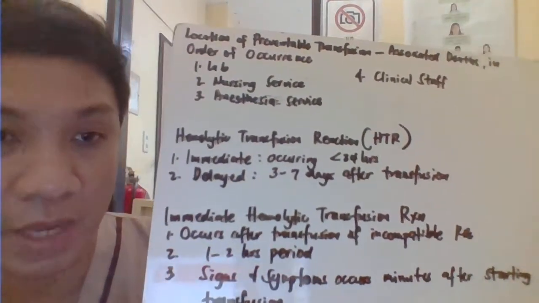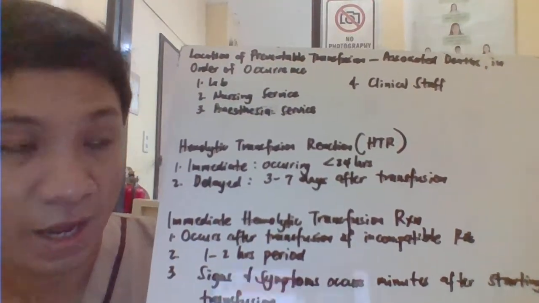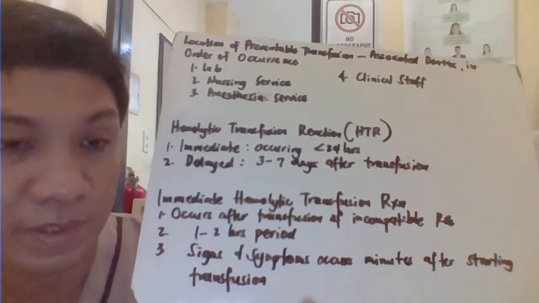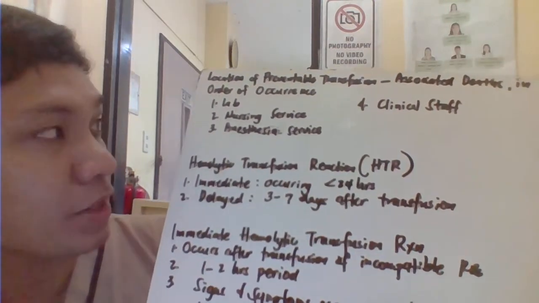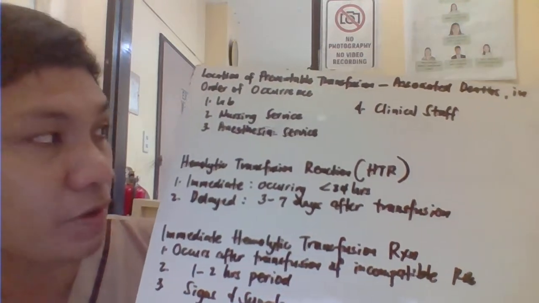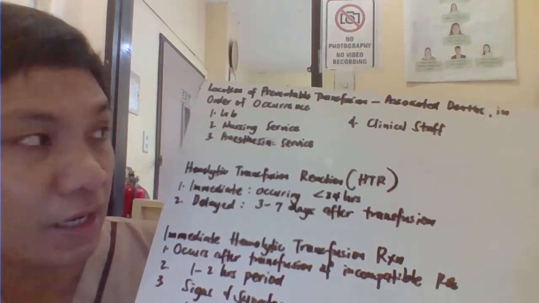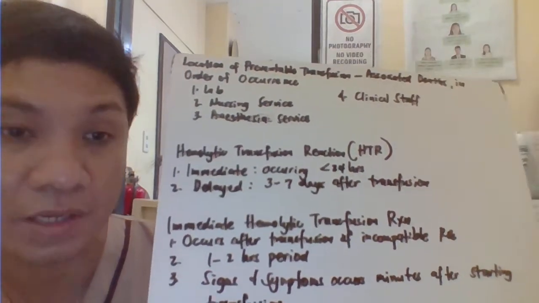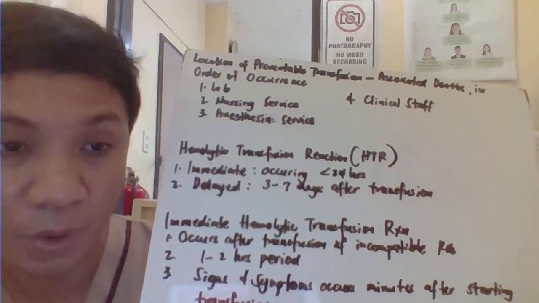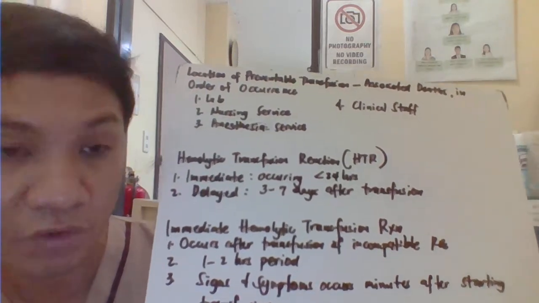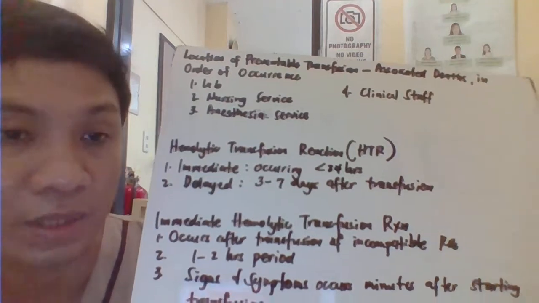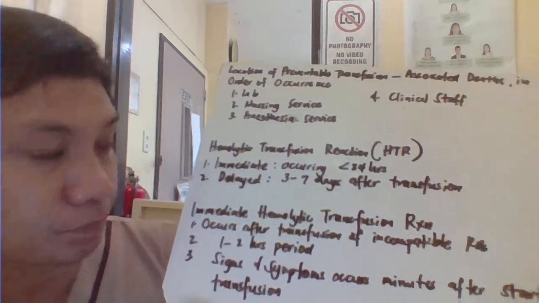Then we have the location of preventable errors in the blood transfusion. The first one is always the laboratory, followed by the nursing service. You could also have the anesthesia service and the clinical staff. The laboratory is always first because of its major role in the blood transfusion, because we are the ones collecting the blood and doing the compatibility testing or the cross-matching procedure.